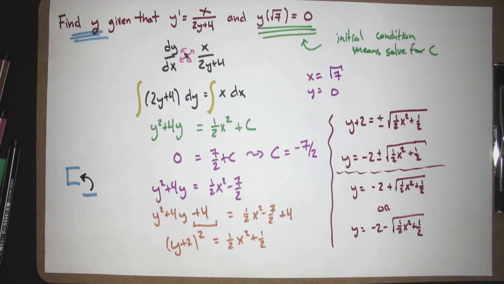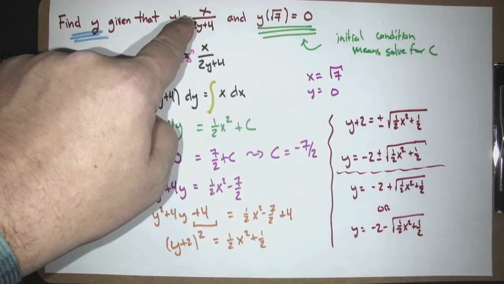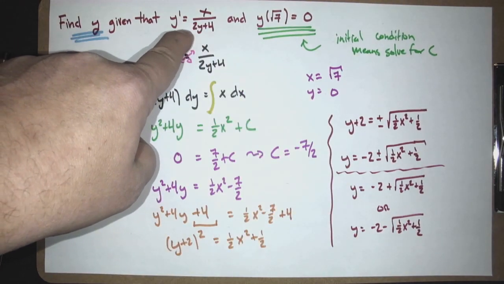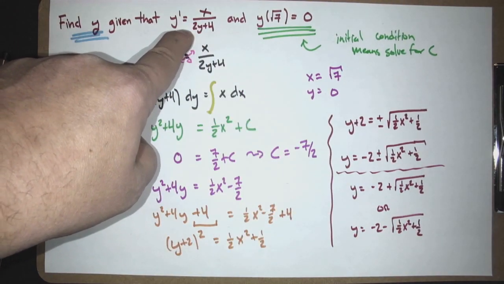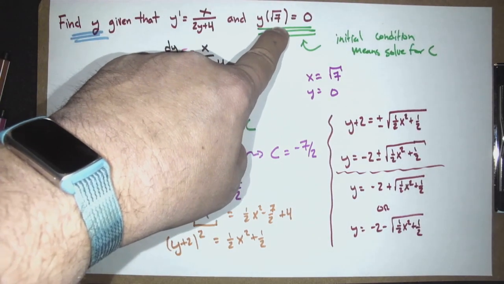Oh yeah, positive because the other one. Now, how can we get a tie break going on here? Both of these satisfy the differential equation. So what's the tiebreaker? Plug in the initial condition.